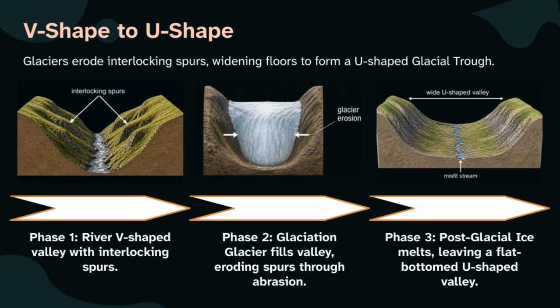How is a U-shaped valley different from a V-shaped valley? Here's a model answer. A V-shaped valley is narrow with steep sides and is formed by river erosion, while a U-shaped valley is wider, deeper, and flatter at the bottom because it has been eroded by a glacier.